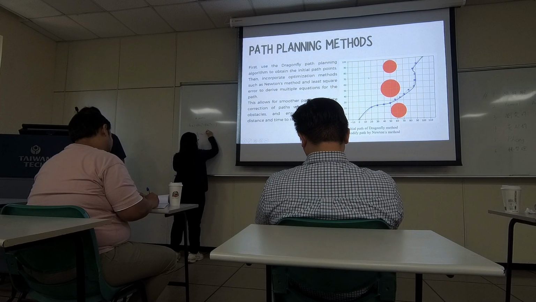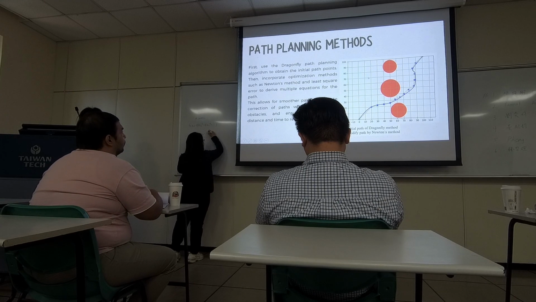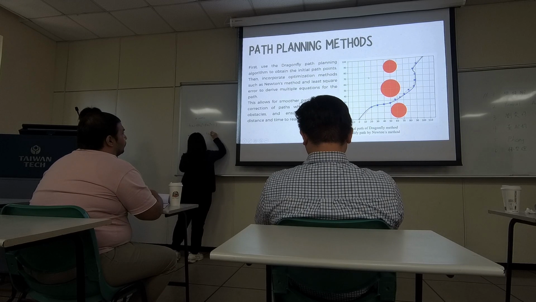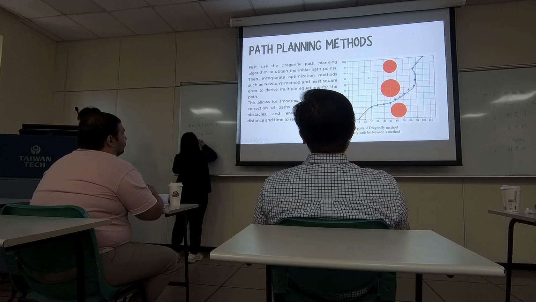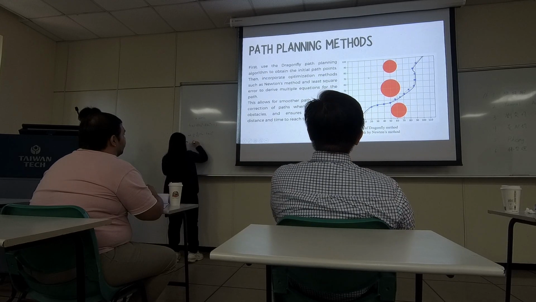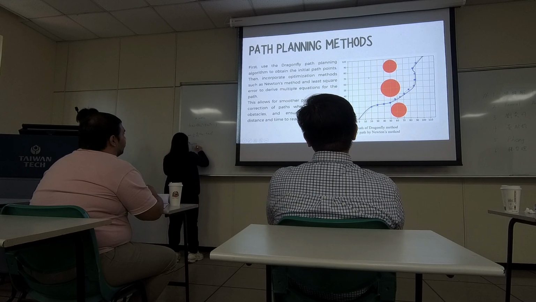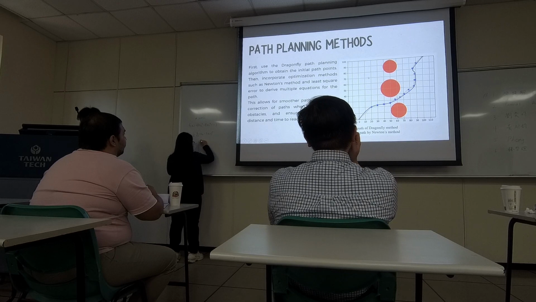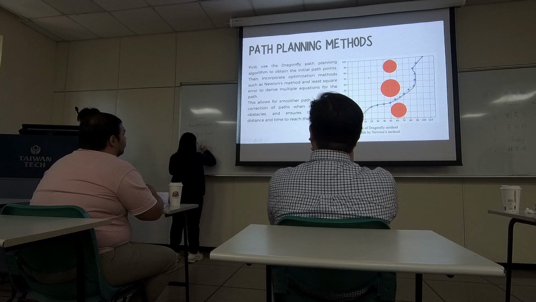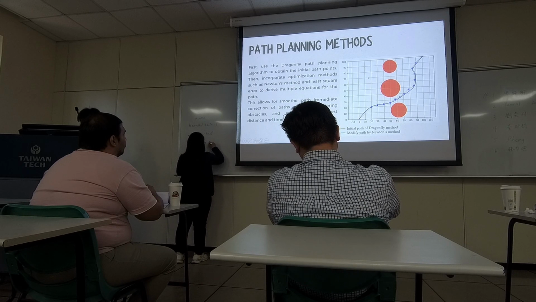This is how we carry out the path planning. First, use the Dragonfly algorithm to obtain initial path points. Then we incorporate Newton's method and mean square error to derive multiple equations for the path. This not only allows for a smoother path, but also for immediate correction of path when encountering obstacles, and ensures the shortest distance and time to reach the target point.